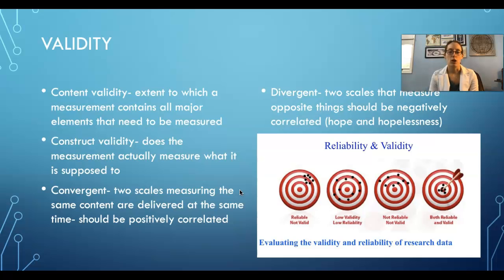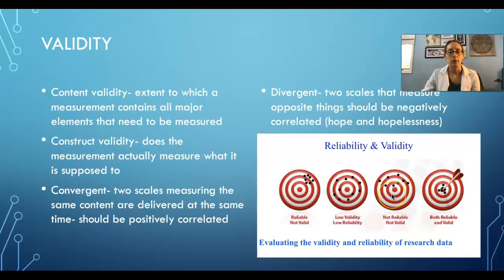If I'm measuring hope and hope, they both should go the same direction if the scale is working correctly. So just a reminder, and here's that bullseye example again. If it's both reliable and valid, that's a bullseye. That means we hit the middle of what we're trying to get.